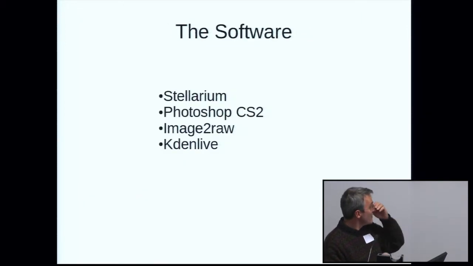And then I needed my software, so Stellarium, an open source astronomy planetarium program. Adobe Photoshop, which I run under Wine, and it's what I'm used to. Maybe GIMP can do what I need, but I don't know how. And then there was Image to Raw, which took the basic still frames that I captured and produced a suitable input to KDEnlive, which gave me an MPEG.